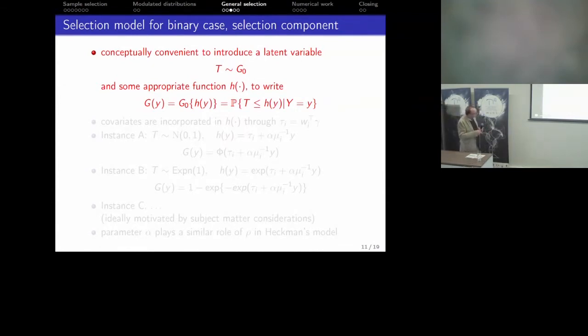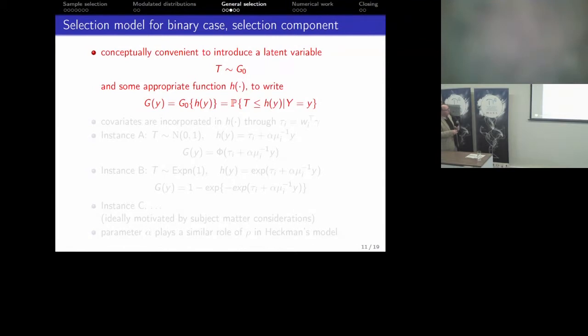Now this form of writing may seem restrictive, but in fact it's not. It can be shown that for appropriate choices of these 2 ingredients, G0 and H, you cover all possible cases. And of course, we want to incorporate covariates which regulate the selection model. And so in the Heckman model, there was this kind of expression. So the component of this goes into H. And here are some instances.